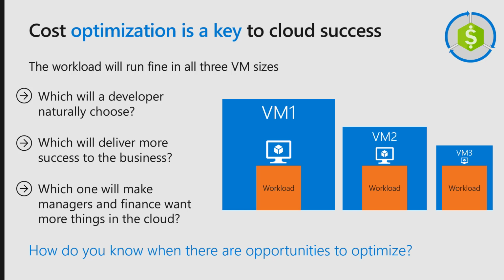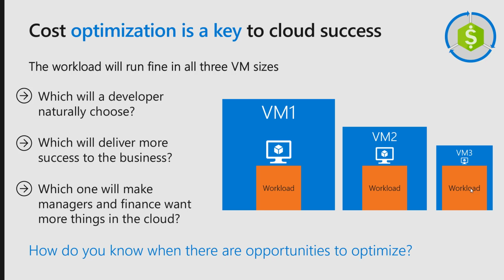Yes, you have an application to run as a developer, right? You give your developers access to Azure. Your applications can run on 3 VM sizes: VM1, VM2, VM3, and can run comfortably on those 3 VMs. Which one do you think the developer will naturally choose when they're deploying the application? What do you think they will choose exactly?